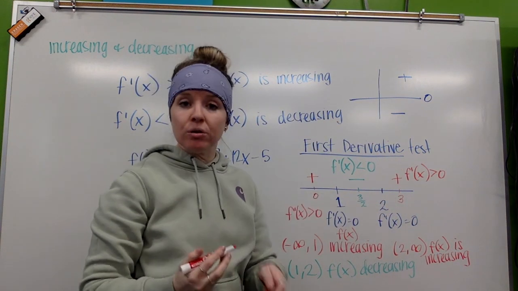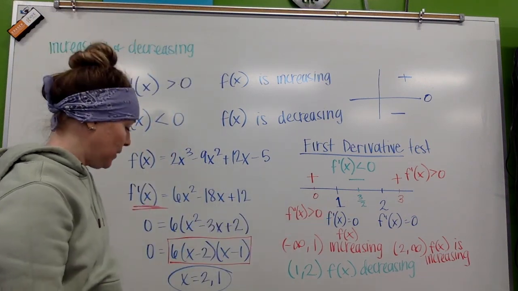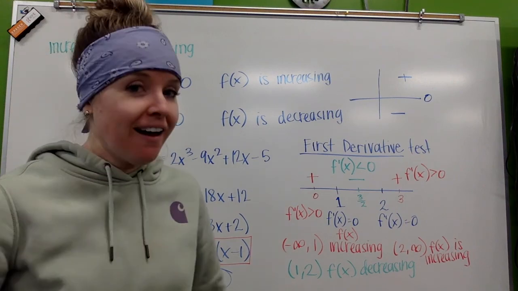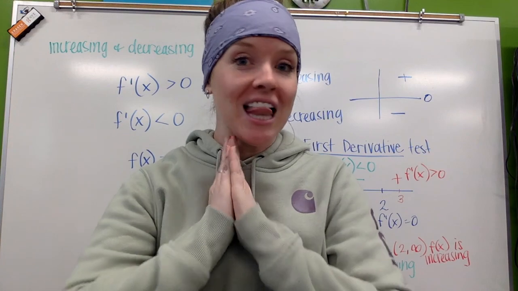At 1 and 2, the slope is 0, so it's not increasing or decreasing, but we can tell the intervals of increase and decrease. I love this stuff. It's so cool. So if you got questions, you're confused, let's figure it out.